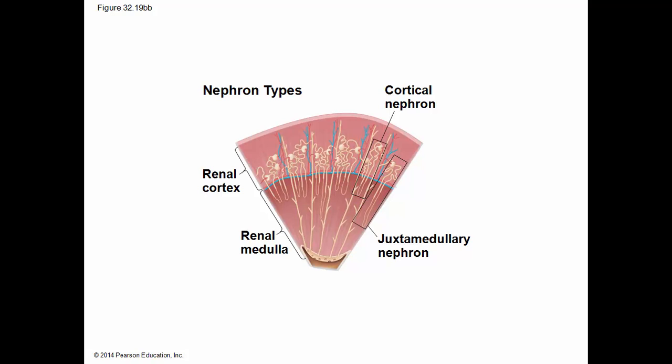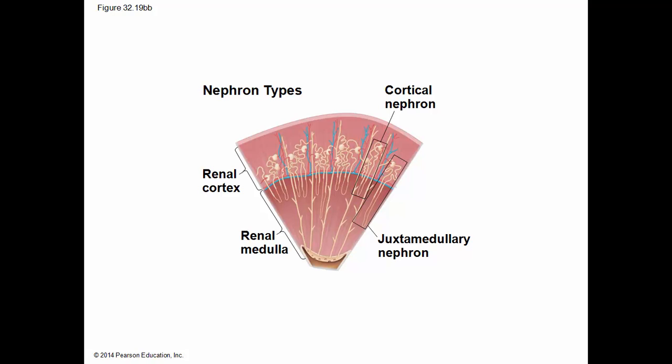These are the nephron types. Weaving back and forth across the renal cortex and the medulla are the nephrons, the functional units of the vertebrate kidney. Most are cortical nephrons, which reach only a short distance into the medulla. The remainder are the juxtamedullary nephrons, which extend deep into the medulla. Juxtamedullary nephrons are essential for the production of urine that is hyperosmotic to body fluids.